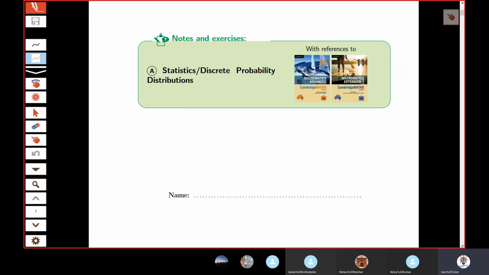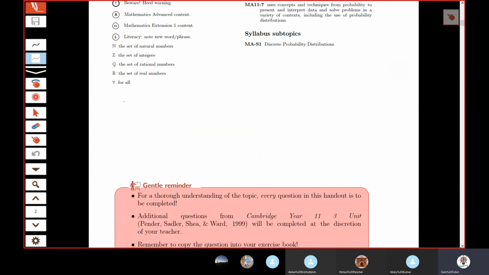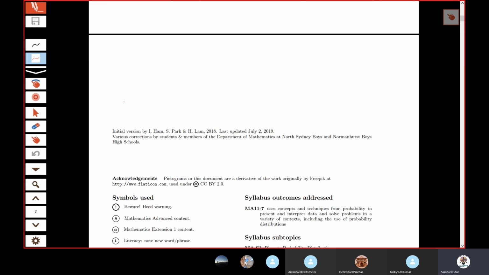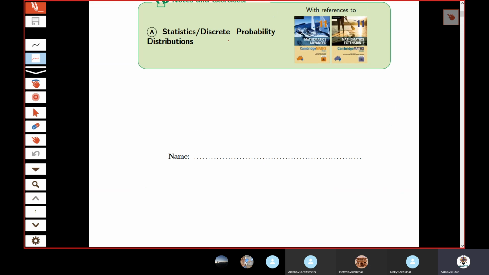Discrete probability. In year 12, we will learn continuous probability. Does anyone remember the difference between discrete and continuous? Continuous is any number that is not whole. So discrete is whole integers only.